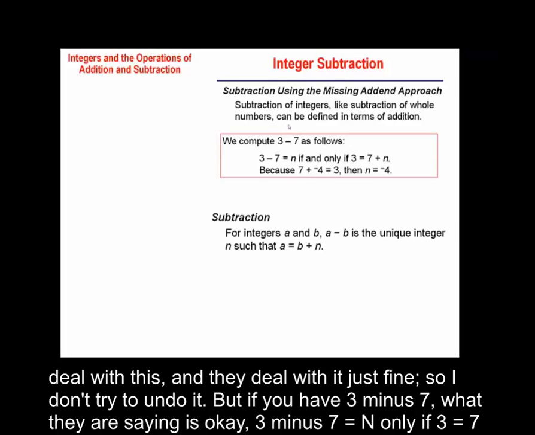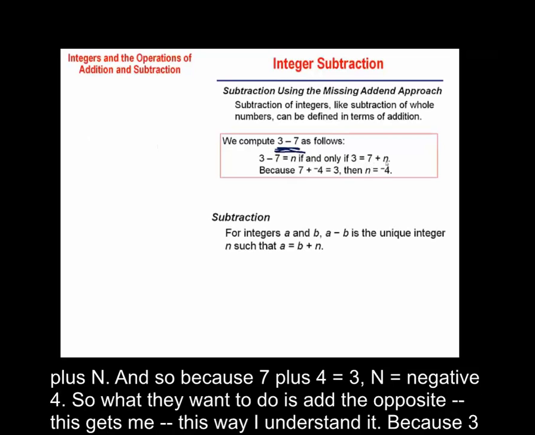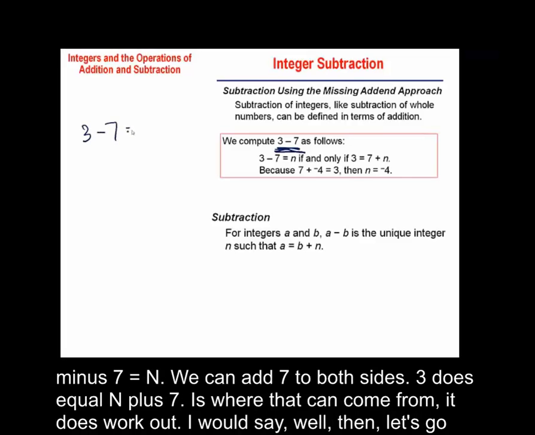But if you have 3 minus 7, what they're saying is, okay, 3 minus 7 equals n only if 3 equals 7 plus n, and so because 7 plus -4 equals 3, n equals negative 4. So sometimes they want to add the opposite. This way I understand it: 3 minus 7 equals n. Well, we can add 7 to both sides, so we get 3 equals n plus 7, which is where that can come from, and it does work out.